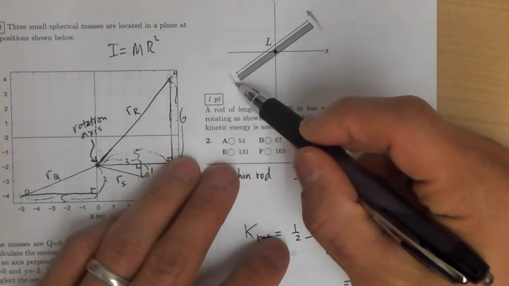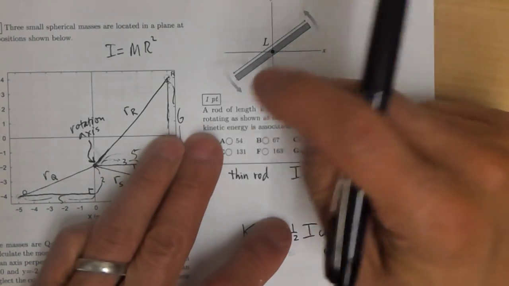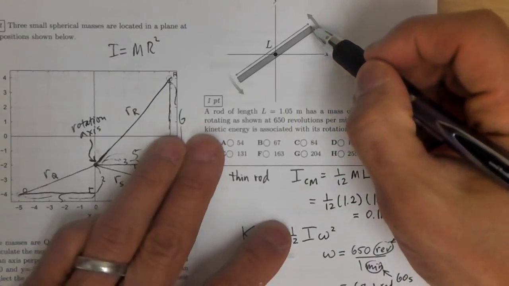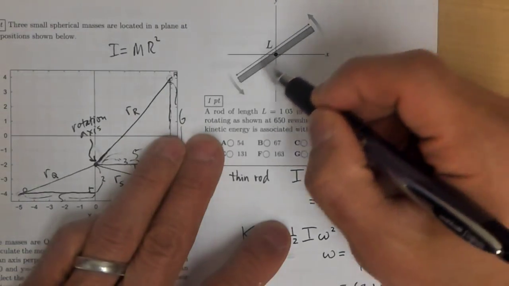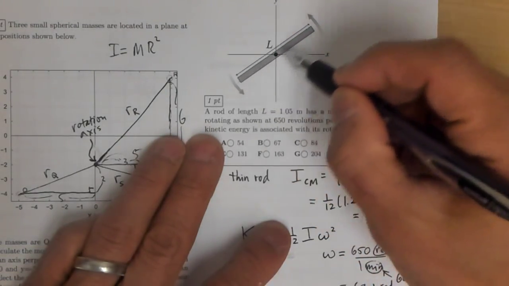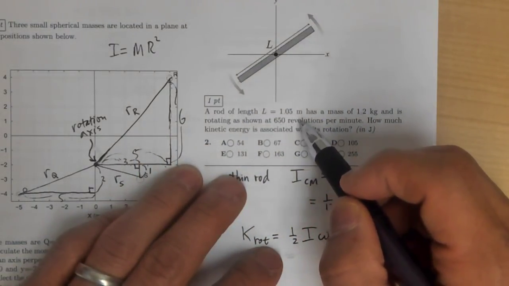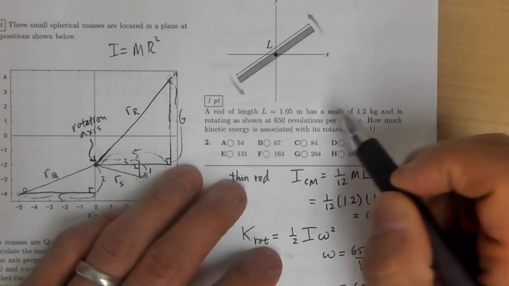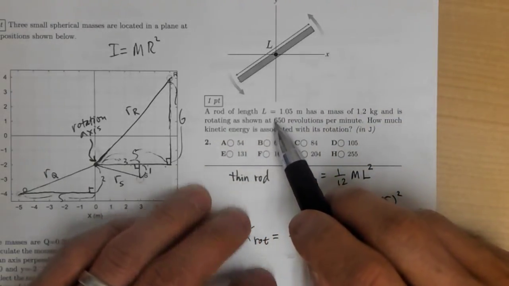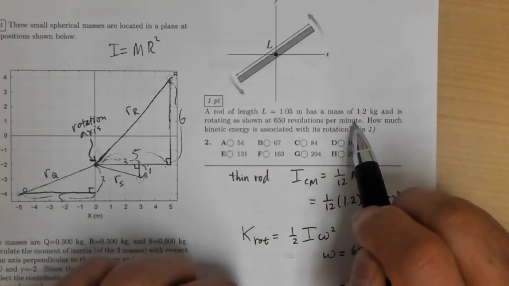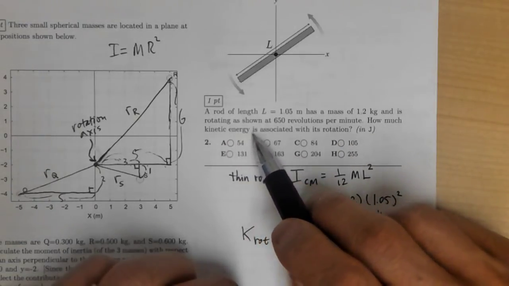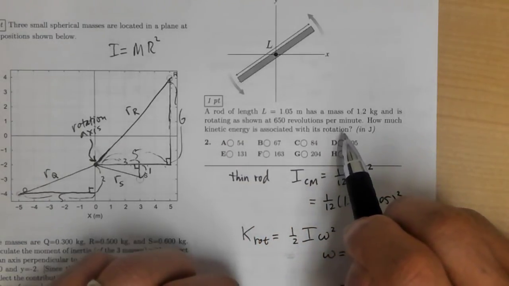Okay, next problem. I have a thin rod, so the reason I know it's thin is they don't give any dimensions here, so you neglect the width and the thickness of this rod. A rod of length L equals 1.05 meters, has a mass of 1.2 kilograms, and is rotating as shown at 650 revolutions per minute. How much kinetic energy is associated with its rotation?